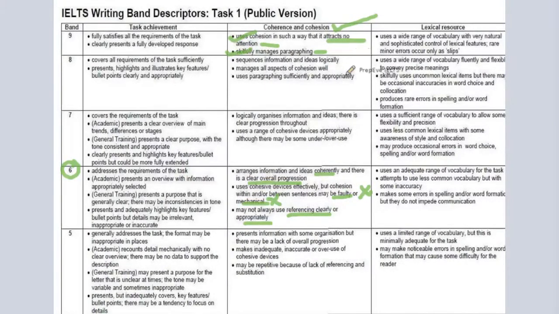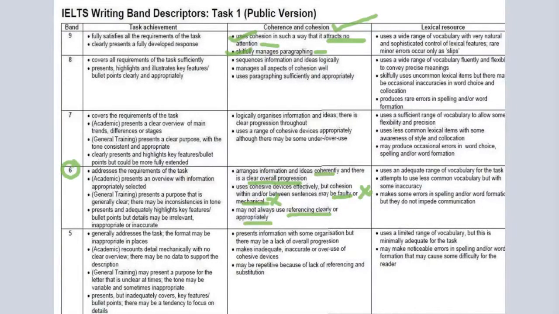Next is skillfully manages paragraphing. It basically means how well you're paragraphing your ideas or your essay. So you need to be very skillful while doing it, and someone asked whether we can write 3 paragraphs for general writing. This is asked by Bhagwant. Bhagwant, I haven't ever seen or written an essay which has 3 paragraphs. It's always 4 paragraphs: introduction, 2 body paragraphs, and then the 4th one is your conclusion. So I hope your doubts are clear.